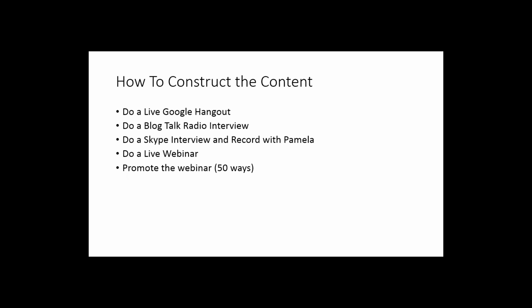Now, you want to promote the webinar. Right now, I meant to have a link in here. There are 50 ways for you to promote any webinar. And if you email me and you ask me about that, I'll be happy to share that link with you. Right? If you have a webinar or you do a Hangout, there are 50 things you ought to be doing beforehand in order to promote it. Right? Google Hangout, webinar, whatever you're going to do, 50 ways apart from your email list.